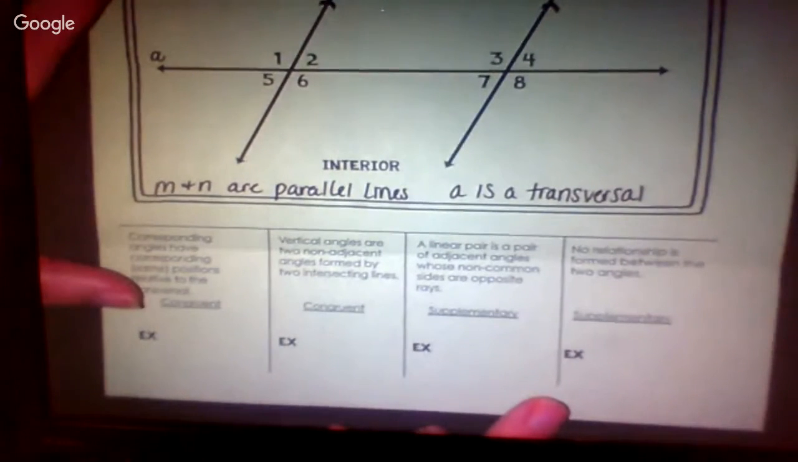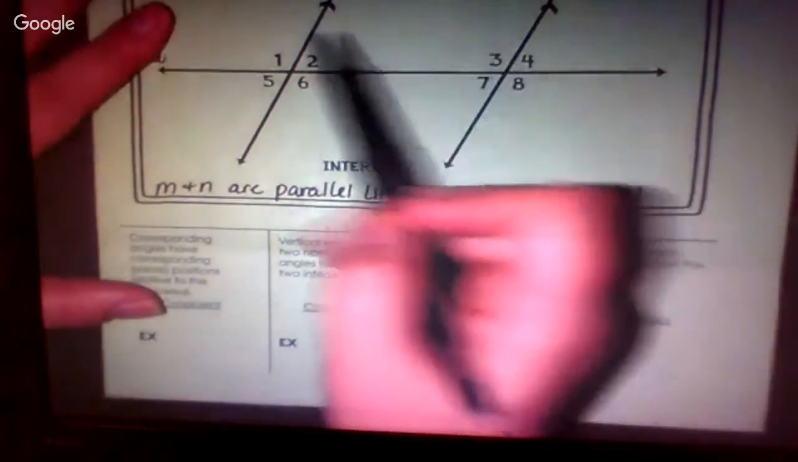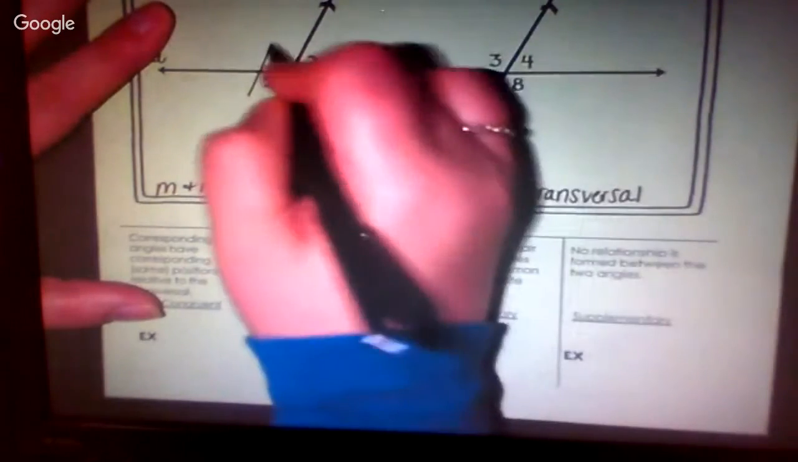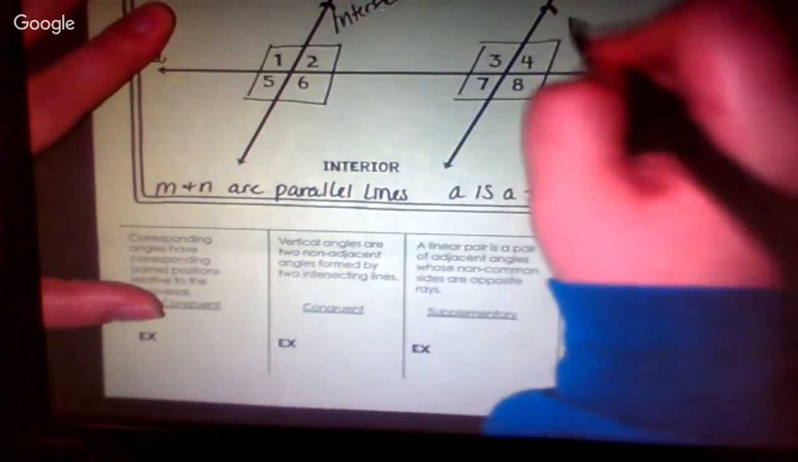So now, let's go to this one. We've got something called corresponding angles. Corresponding angles have to be in the same position. Okay, so please pay attention. When you're talking corresponding, you're going to go to each parallel line where the transversal is. So think about this as an intersection. This is intersection 1, and then you've got intersection 2.